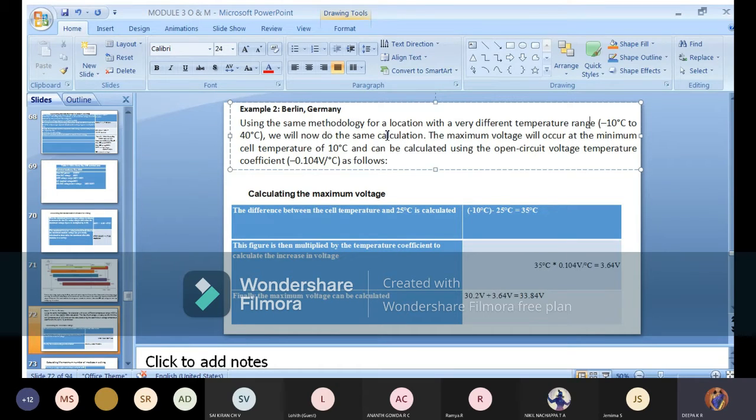We'll now do the same calculation. The maximum voltage will occur at the minimum cell temperature of minus 10 degrees Celsius and can be calculated using the open circuit voltage and the temperature coefficient of 0.104 volt per degree Celsius as follows. As in the last case, we know the temperature coefficient is minus 0.104. Here you are calculating the value for the least temperature, so you are considering minus 10 degrees Celsius. The same as the first pattern, we will calculate. I think I'll increase this font also so that you can easily see.